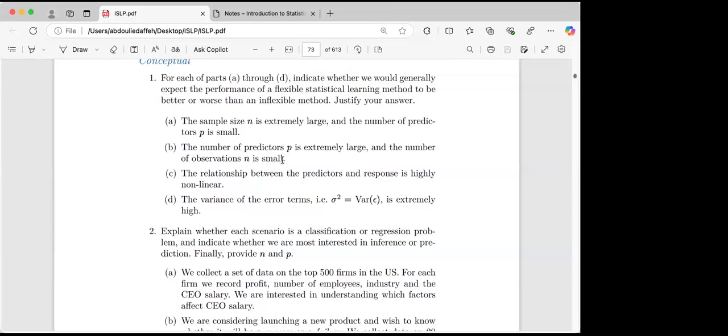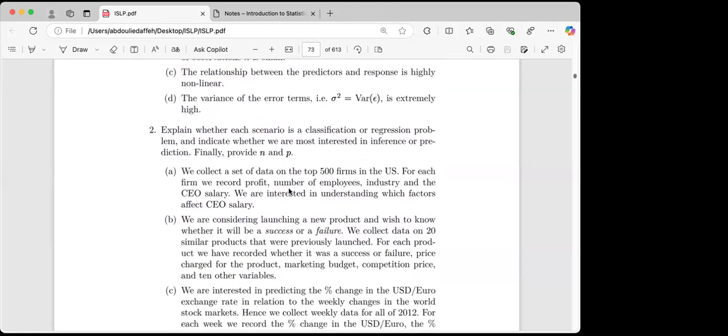In the case where the number of predictors is extremely large and the number of observations is small, then possibly we could have some overfitting issues, something like that.